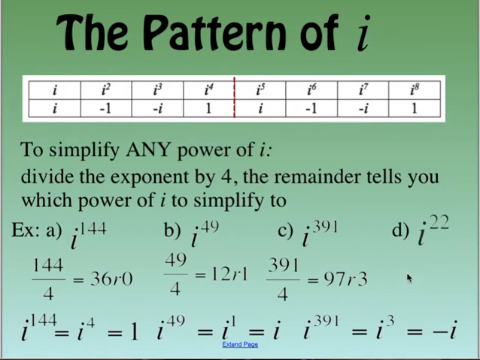So divide 22 by 4, you're going to have a remainder of 2, which is the same as i squared. And so then i to the 22nd just simplifies to a -1.